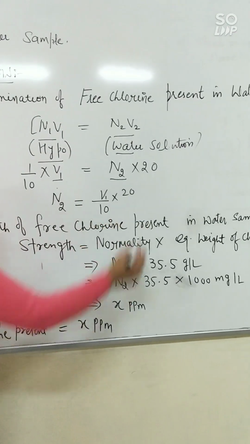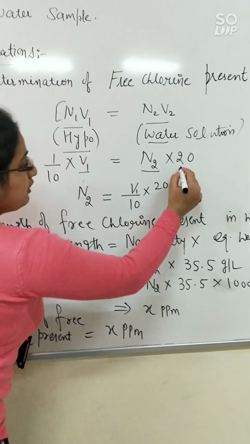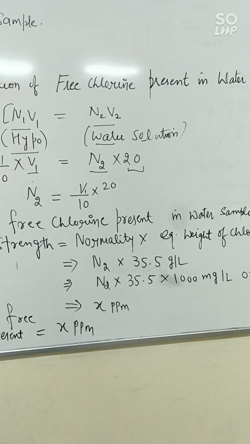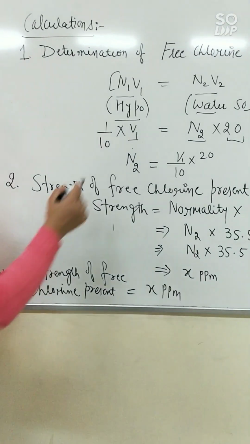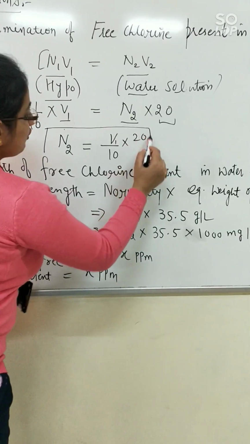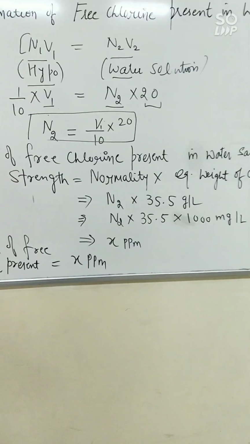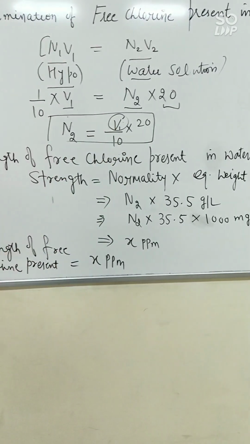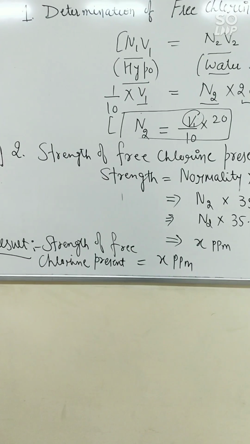N2, the normality of the water solution, we have to calculate, and the volume taken by the pipette is 20 ml. So N2, the normality of the chlorinated water sample, is V1 divided by 10 into 20. This V1 we have calculated. By substituting the values, we will calculate the normality of the water solution.